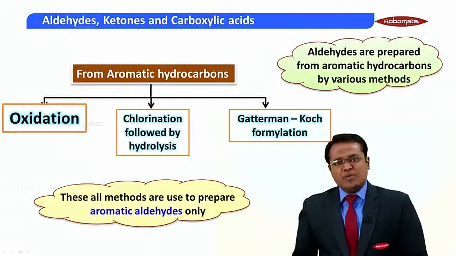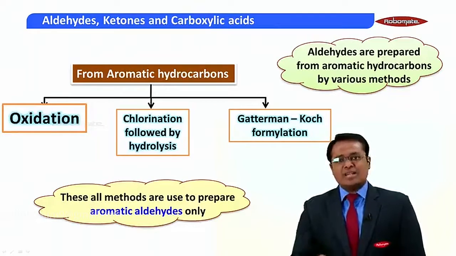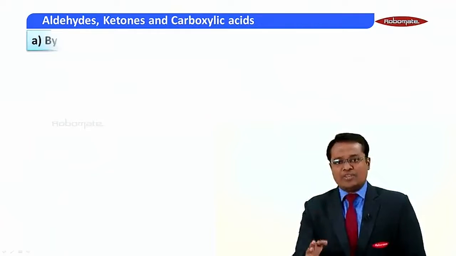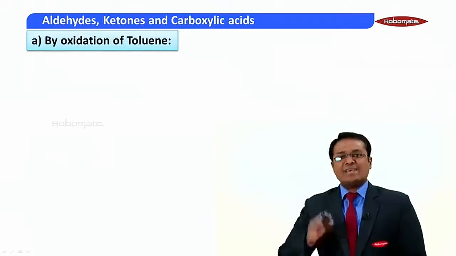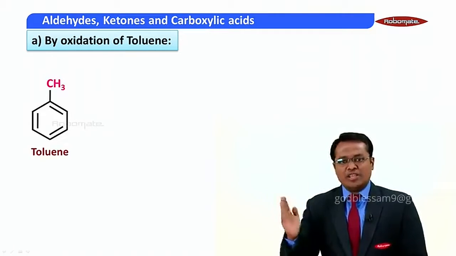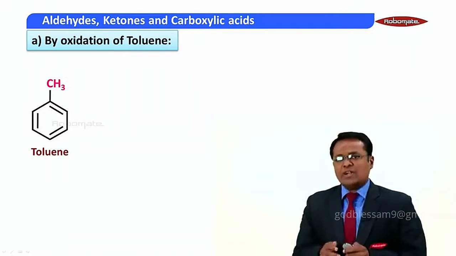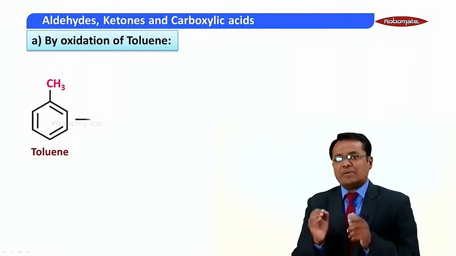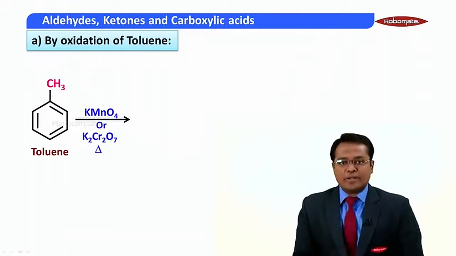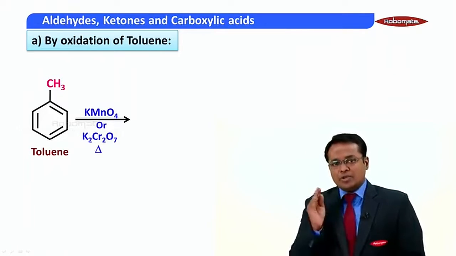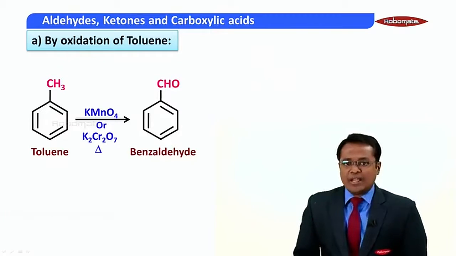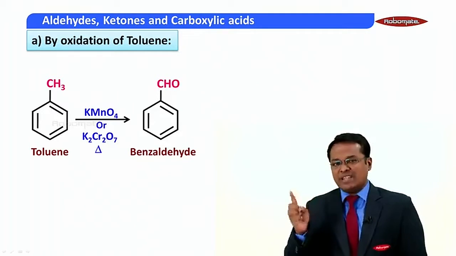When you go for this method, that is by oxidation, we'll take one example of hydrocarbon, that's toluene. So the first one is by oxidation of toluene. I have got a toluene molecule on screen. Suppose I treat this toluene molecule with some oxidizing agent such as potassium permanganate or a dichromate. What will happen? Your methyl group will get oxidized to an aldehyde. So the product we'll get is benzaldehyde.